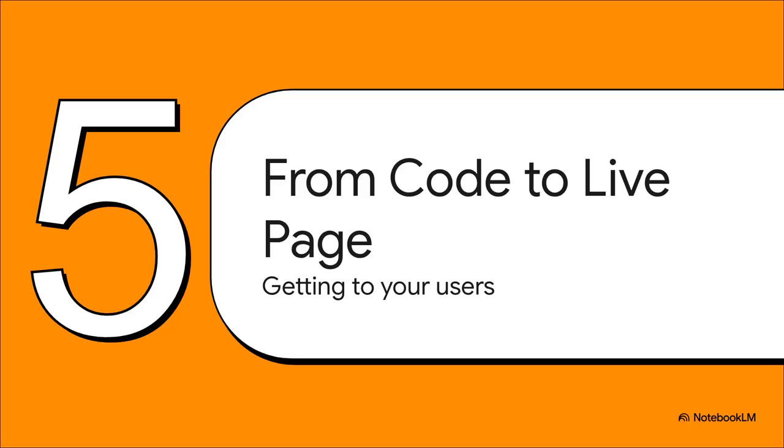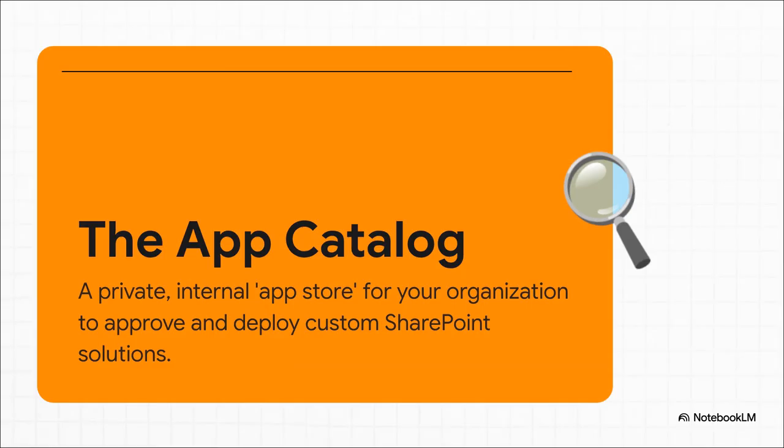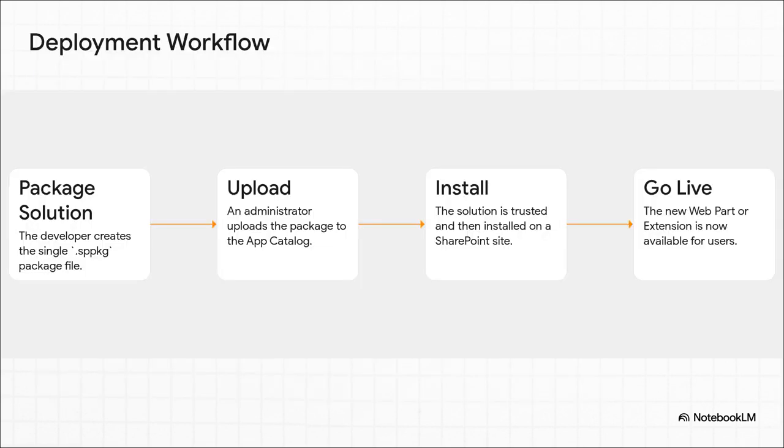Okay, so you've got this little package file. Now what? The final leg of the journey is getting that customization from the developer's computer into the hands of your users in a totally safe and controlled way. And that's all managed through something called the app catalog. The best way to think of this is like a private app store, but just for your organization. No custom code ever gets onto a live page without an administrator first putting it in this central spot, approving it, and making it available. And the whole workflow is designed for security and control.